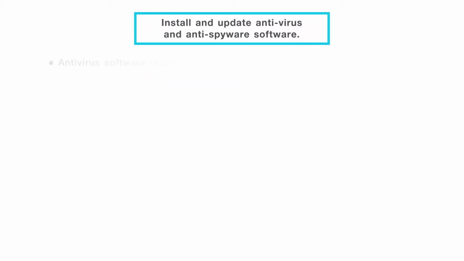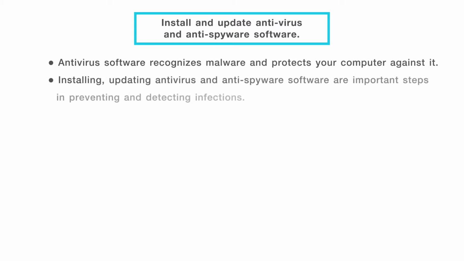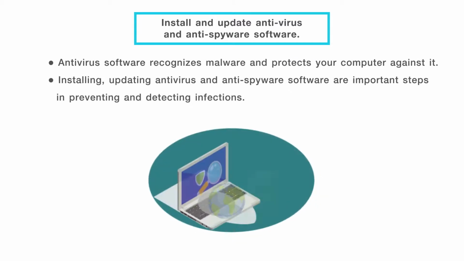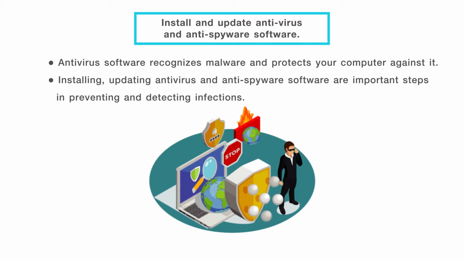There are some best practices and recommendations for protecting your computer from cyber threats. For example, install and update antivirus and anti-spyware software. Because attackers are constantly creating new viruses and other forms of malicious code, it is important to keep your antivirus and anti-spyware software up to date. So, this software can recognize new malware, new viruses, new spyware, and then protect your computer against them. Installing antivirus software from a reputable vendor is an important step in preventing and detecting infections.